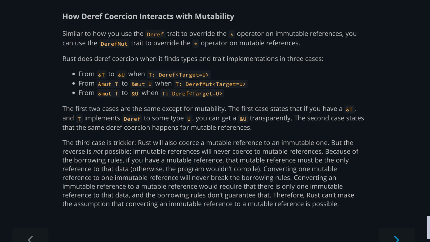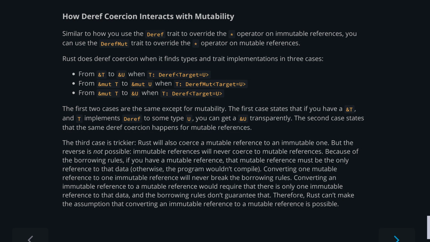How deref coercion interacts with mutability. Similar to how you use the Deref trait to override the * operator on immutable references, you can use the DerefMut trait to override the * operator on mutable references. I think I said immutable the first time. Deref overrides the * operator on immutable references, and you can use DerefMut to override the * operator on mutable references.